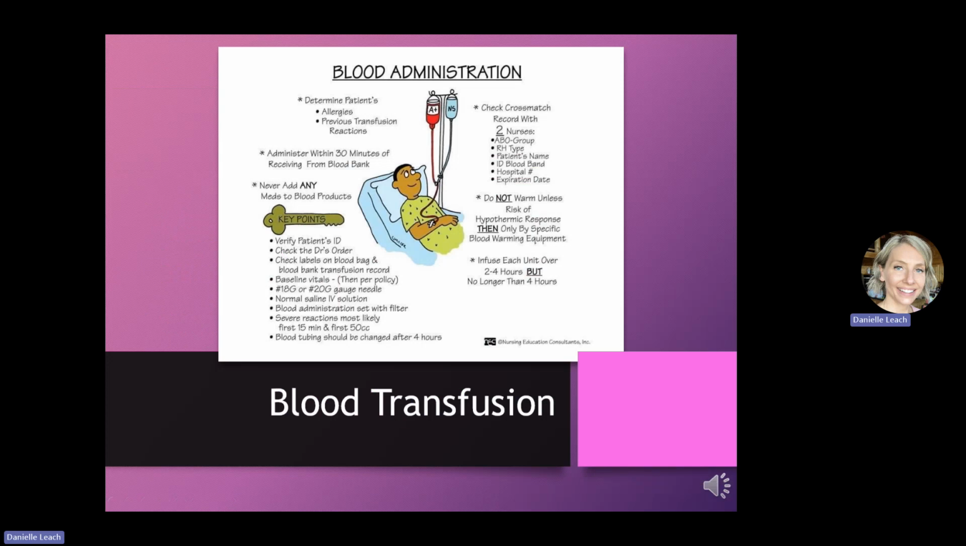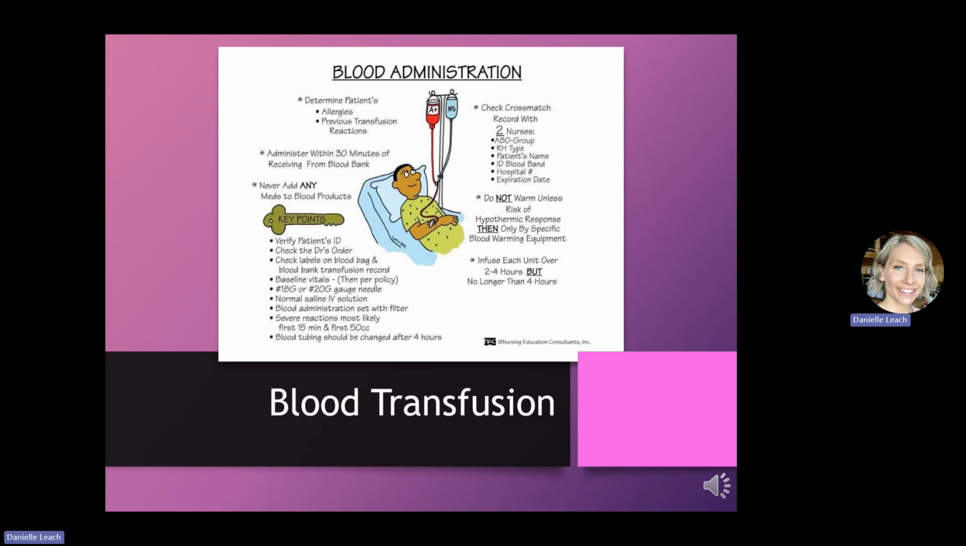Just a review on blood administration. So, of course, before we give blood, we need to verify the order, make sure that we obtain consent from the patient or their parent in this instance, make sure that we have a PIV in place, just an 18 or a 20 gauge, and make sure that we determine whether the patient has had a previous transfusion reaction.